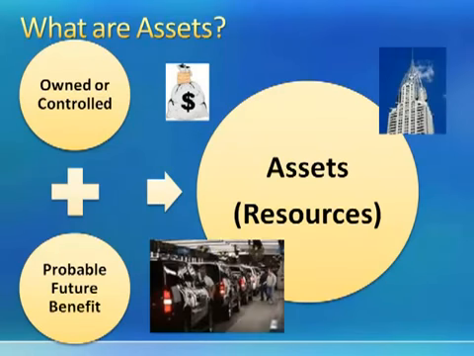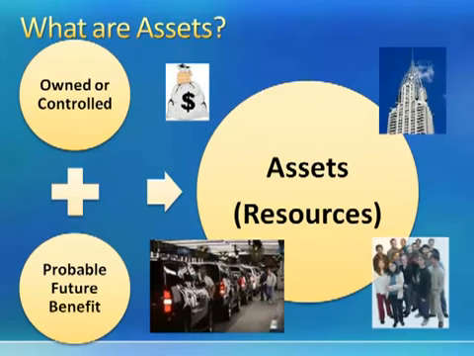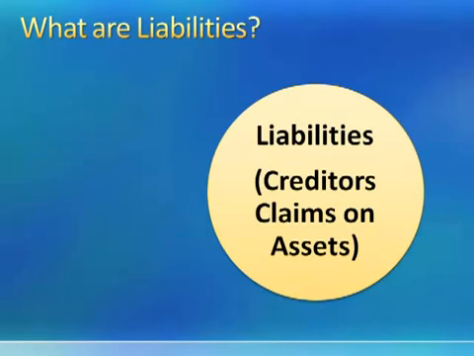Here we see an assembly line of automobiles with some people standing by. Are the people assets? Certainly the people will bring economic benefit to the business. However, they're not owned or controlled by the business, so the employees working for a company do not meet the definition of an asset. Next, what are liabilities?